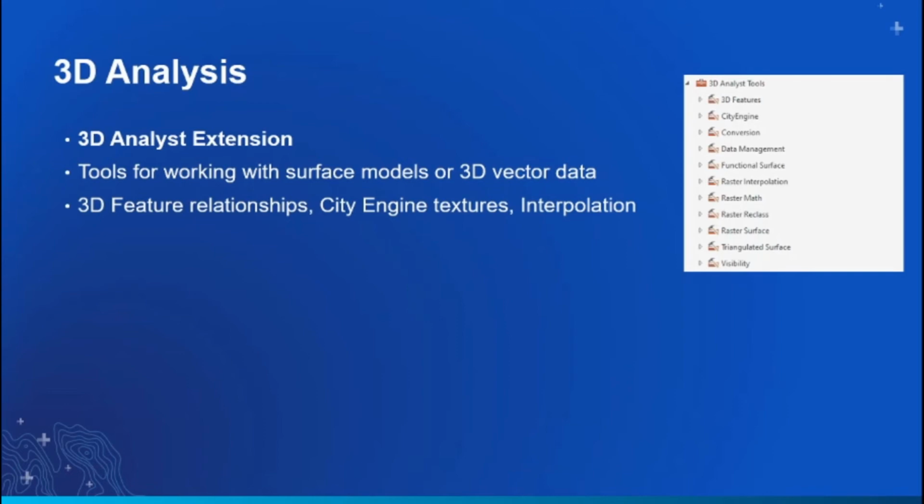What do these tools allow you to do? They allow you to create 3D feature relationships, and apply CityEngine textures to features that you may have extrapolated or created multipatches from. They allow you to do 3D interpolation, data management, generating surfaces, and looking at visibility. Naturally, they use datasets such as LiDAR and other 3D datasets.